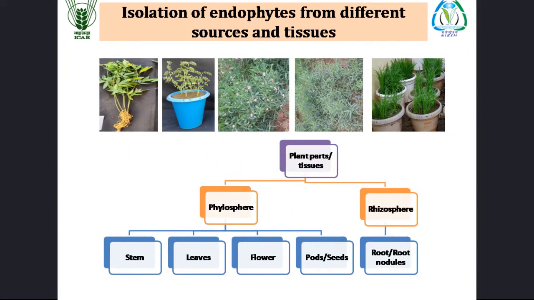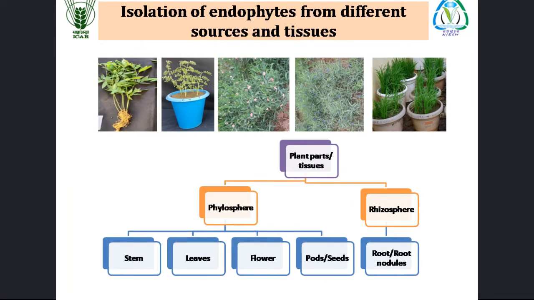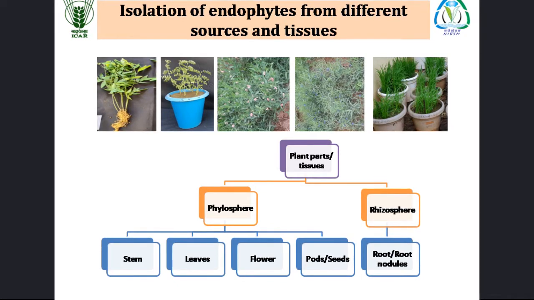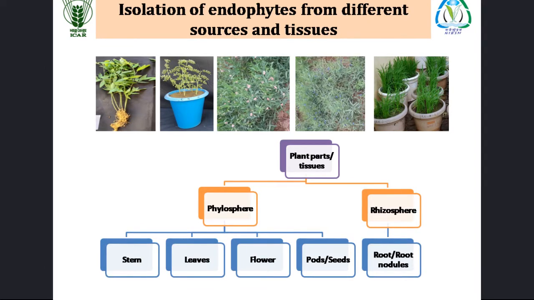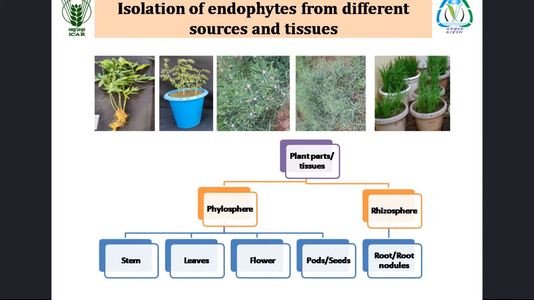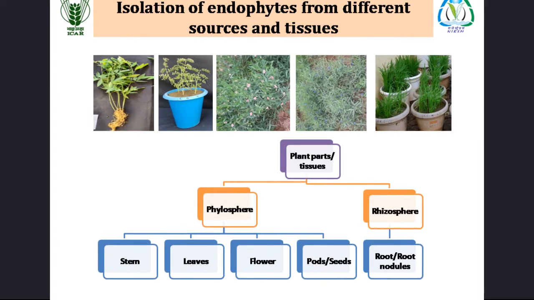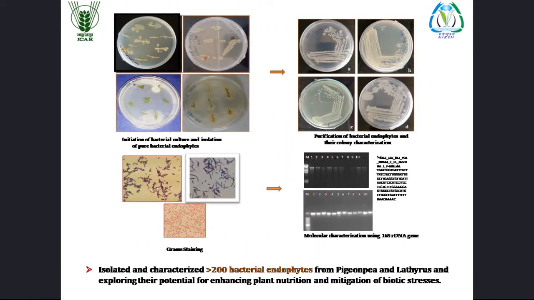At IBSM Raipur, we have isolated bacterial endophytes from different plants like chickpea, pigeon pea, lathyrus, and rice. The endophytes were isolated from the phyllospheric as well as the rhizospheric region of the plants to see the bacterial diversity across the plant tissues. So the plant tissues range from stem, leaf, flower, pod, seed and root nodules.